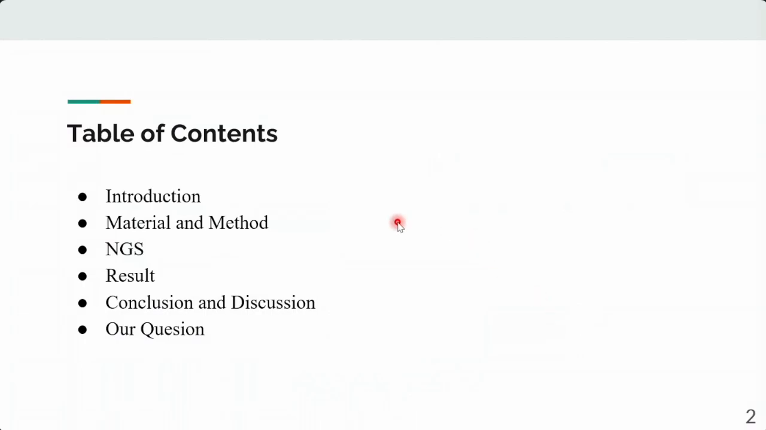This is our content. First, we will introduce why we chose this article and its research question. Next, we'll talk about the materials and methods to obtain target DNA and how to analyze the DNA by NGS. Then we'll discuss the results and conclusion of the experiment. And last, we'll share our questions after reading this article.